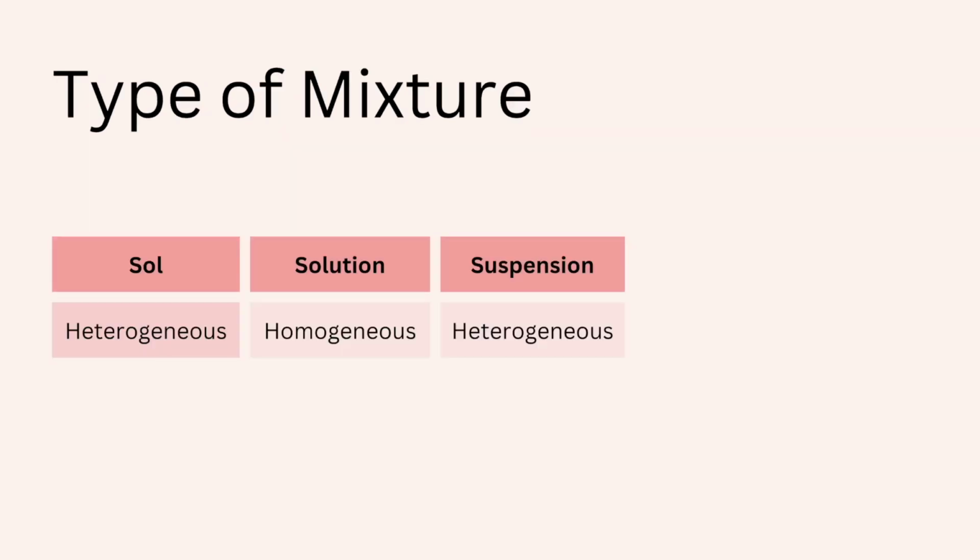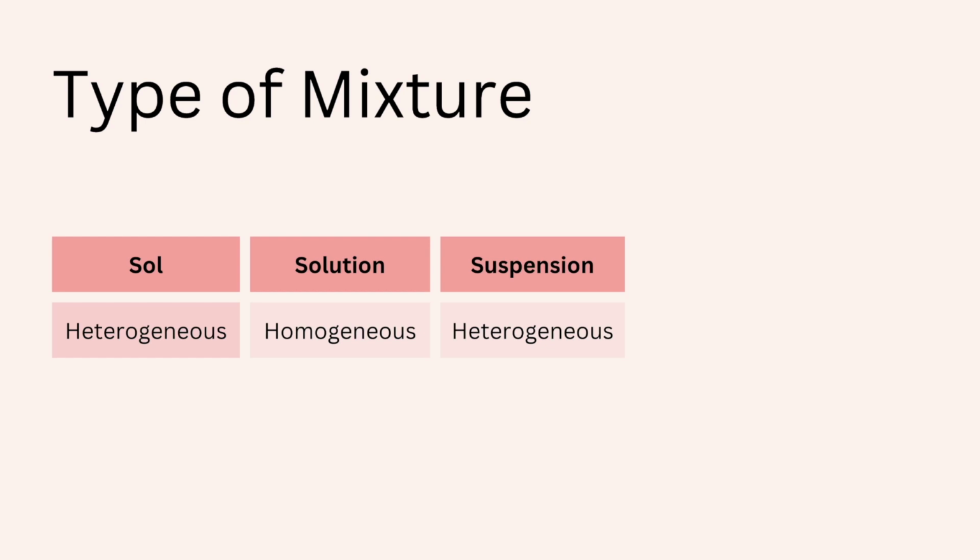Now, moving on to the next question, you are supposed to distinguish between, or write the differences between, a sol, a solution, and a suspension. So a sol is a type of colloid. If you don't know what a colloid is, please watch the previous video. We have discussed what a colloid is in detail, and we also discussed some examples of sol.